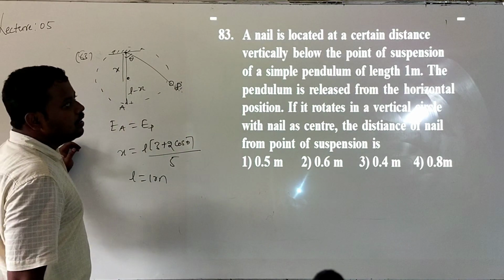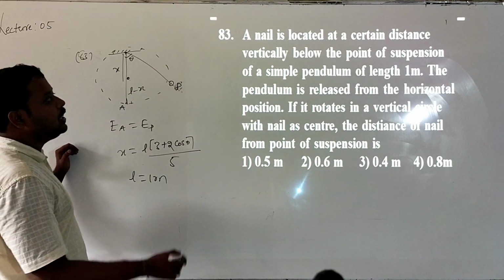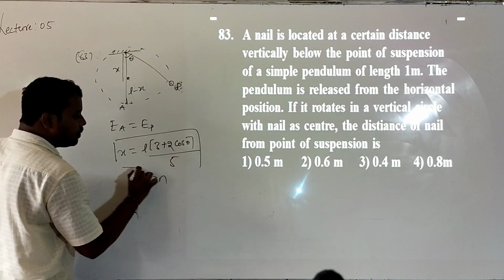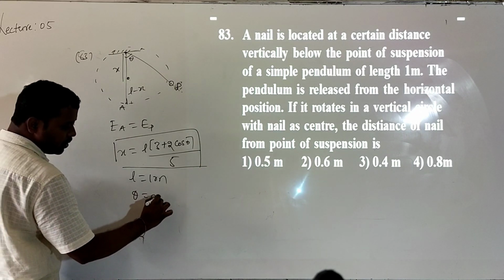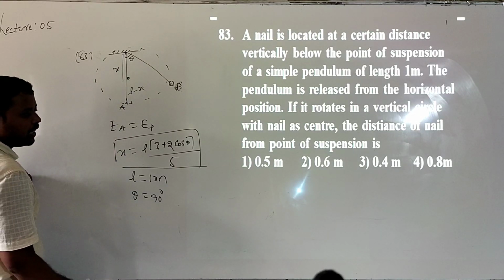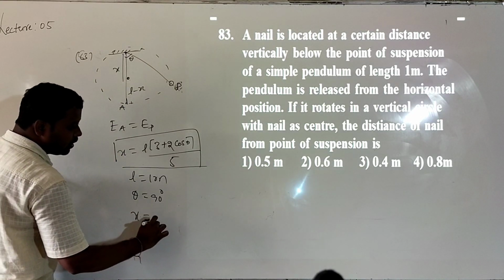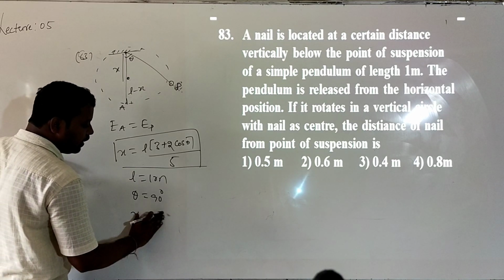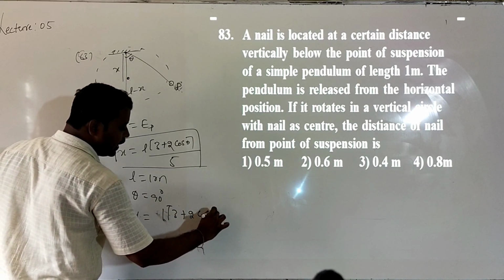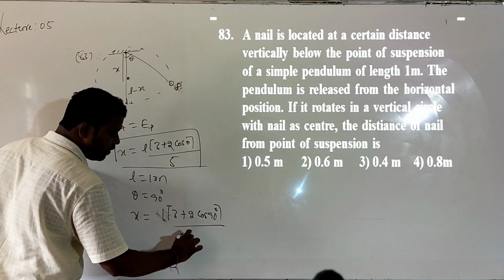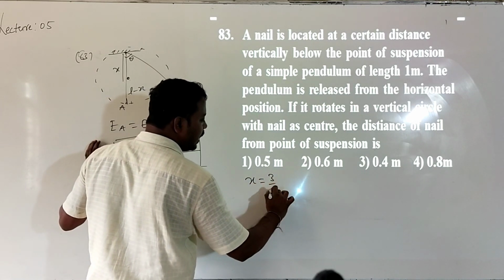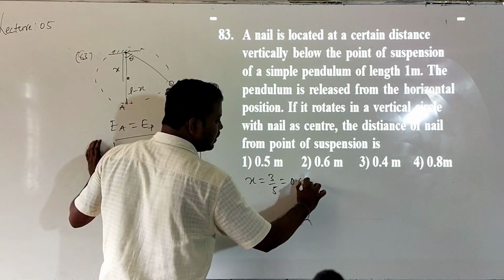Next, the pendulum is released from the horizontal position. This is a general formula for any position. When it is released from the horizontal position, theta is 90 degrees. They are asking us to calculate the distance of the nail, the x value. Substituting, x is equal to L into (3 plus 2 into cos 90 degrees) divided by 5, with L equal to 1. Finally, x is equal to 3 divided by 5, that is 0.6 meters.